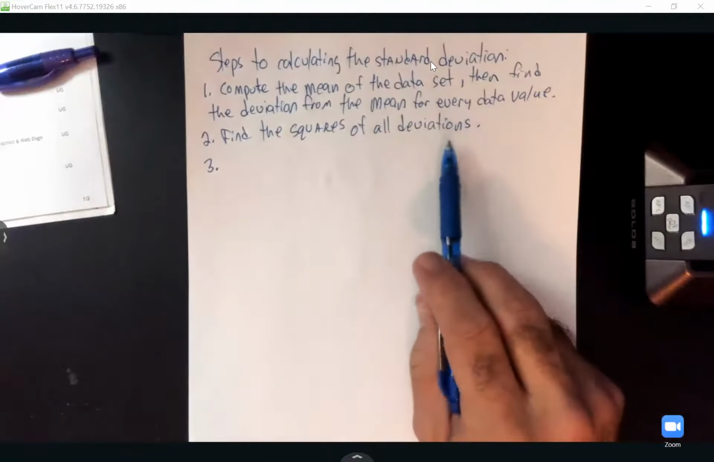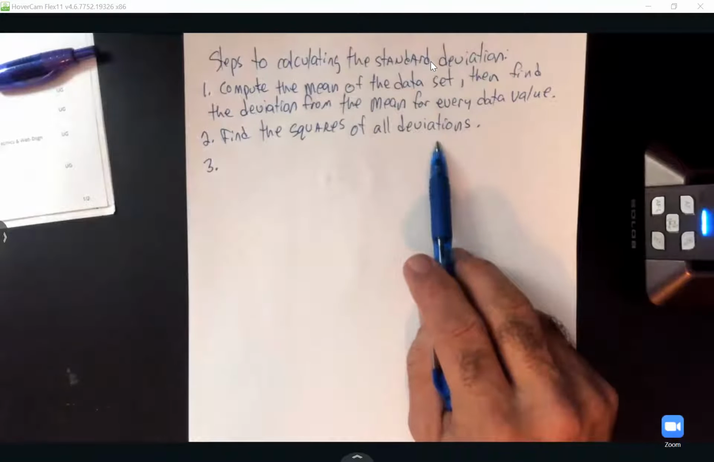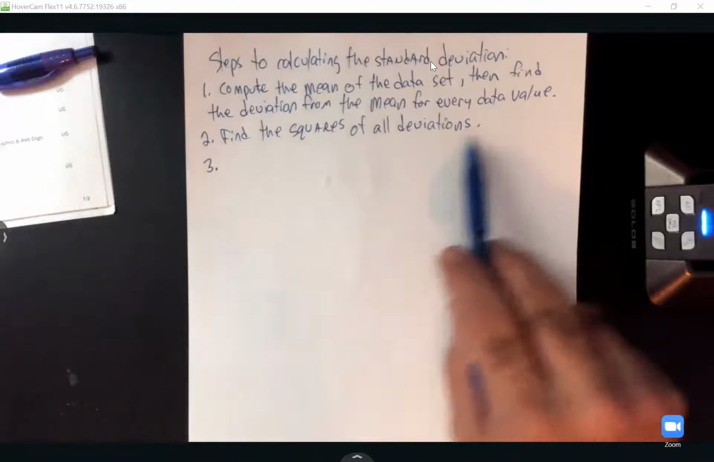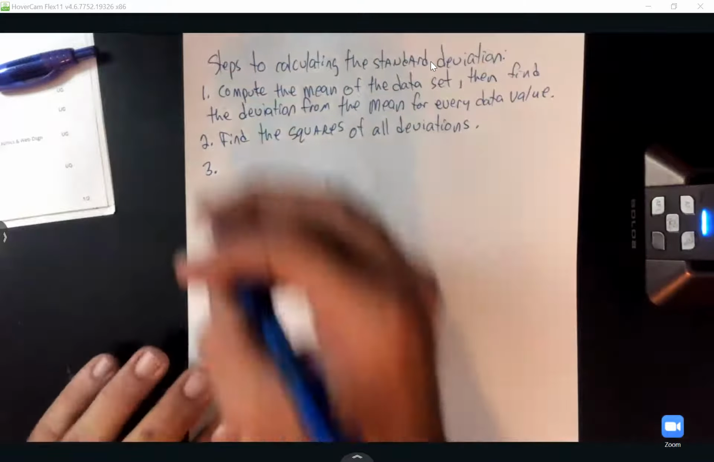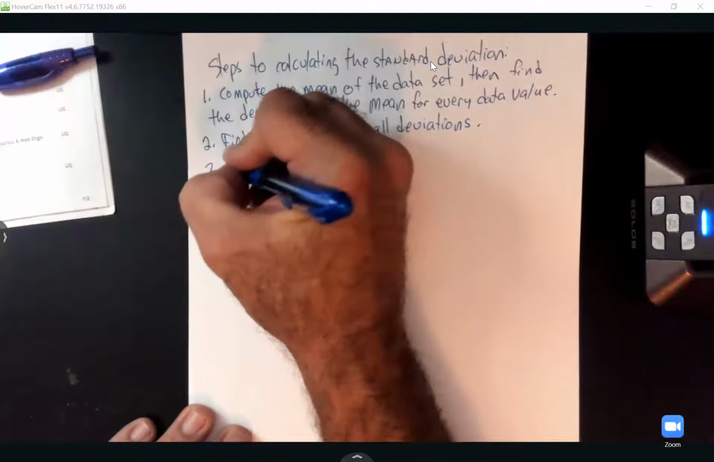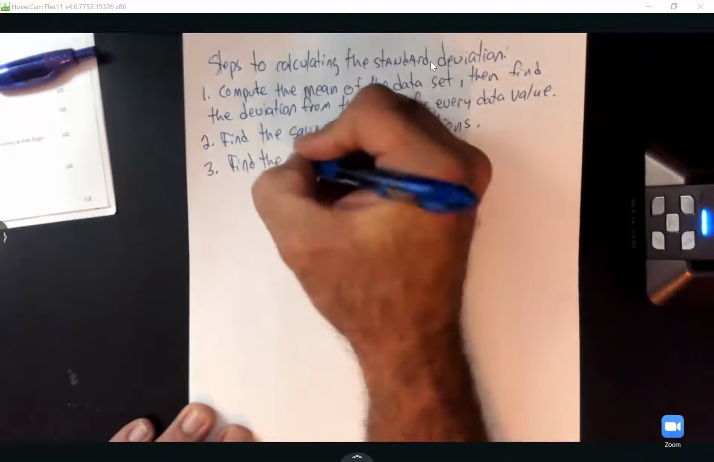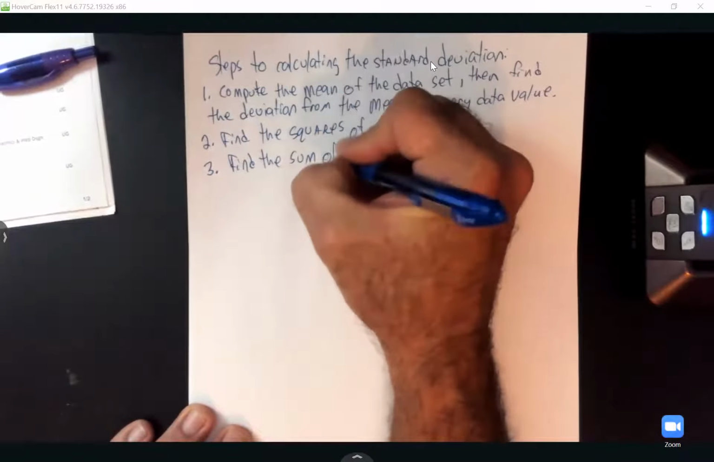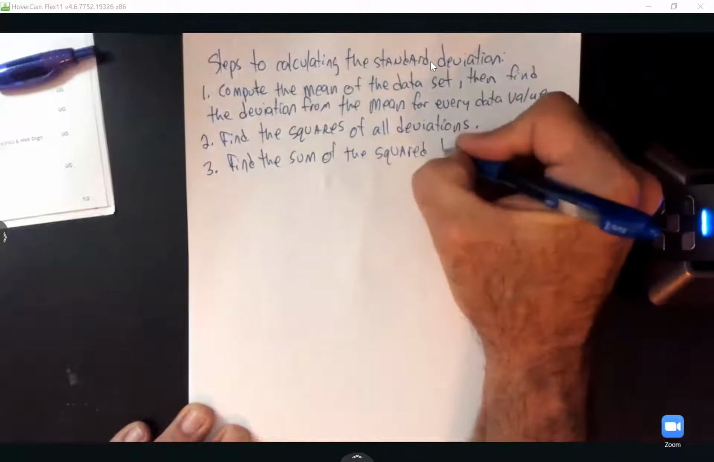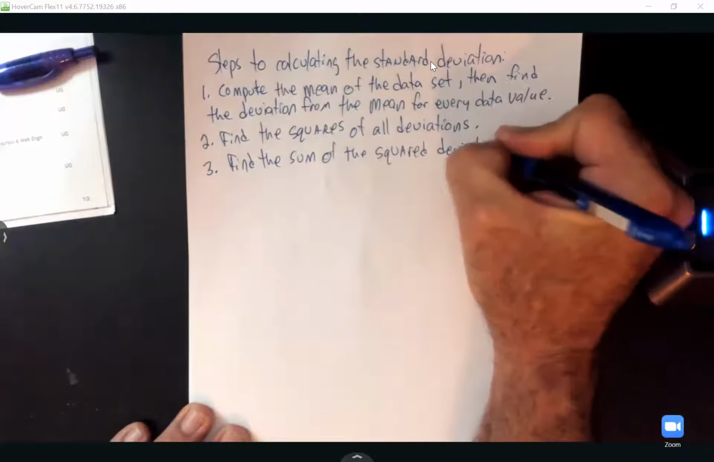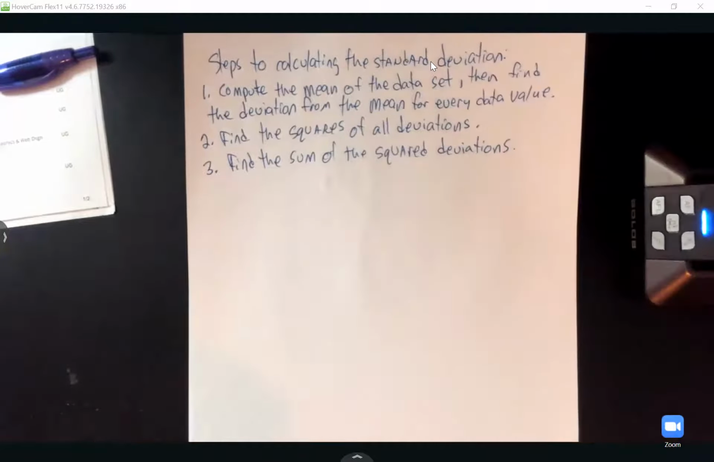So that's what that formula was talking about, the sum of the deviations from the mean squared. This is all finding that part of it, okay? So now the number 3 step, find the sum of the squared deviations. So once we have squared all of our deviations, we're going to add that column together.